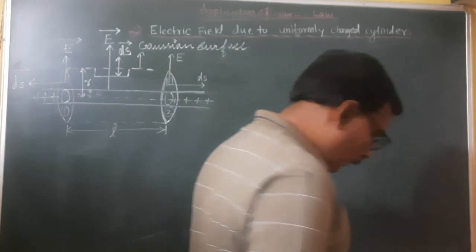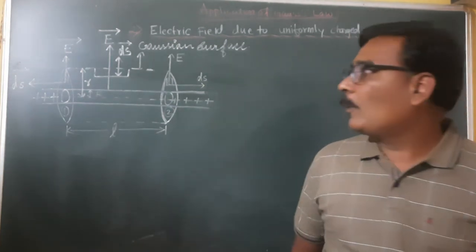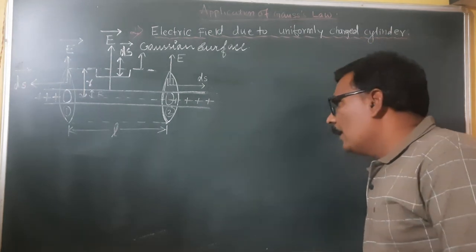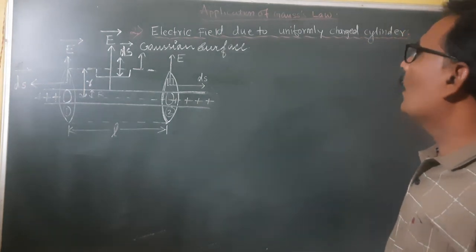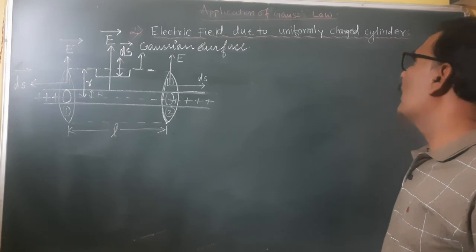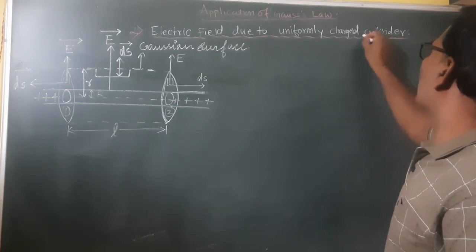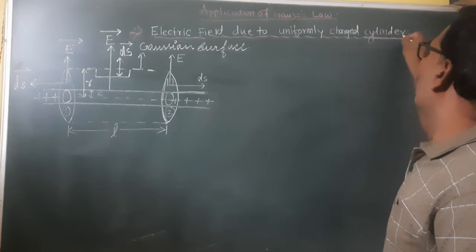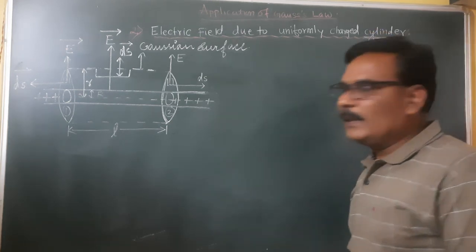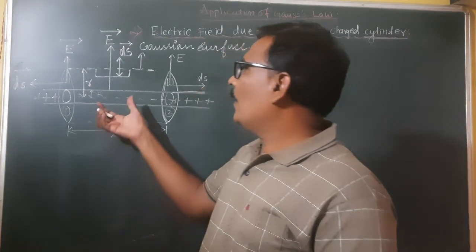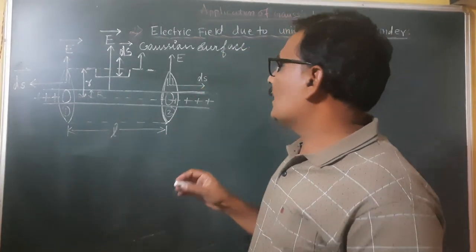In today's lecture, we are going to discuss a very important application. Many times a question may be asked: obtain an expression for the electric field due to a uniformly charged cylinder. Last period we obtained the expressions for a sphere. Now we are going to obtain the expression for a cylinder. First of all, we consider the diagram for the cylinder. Here we have drawn a diagram of a cylinder.